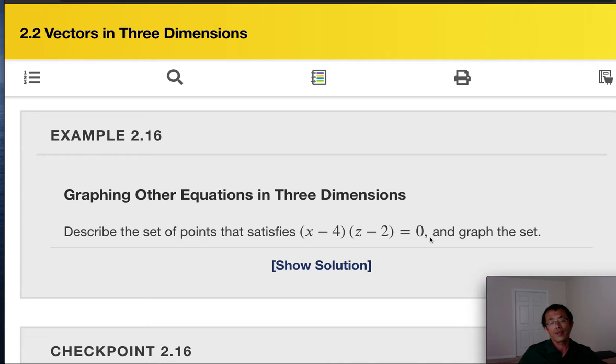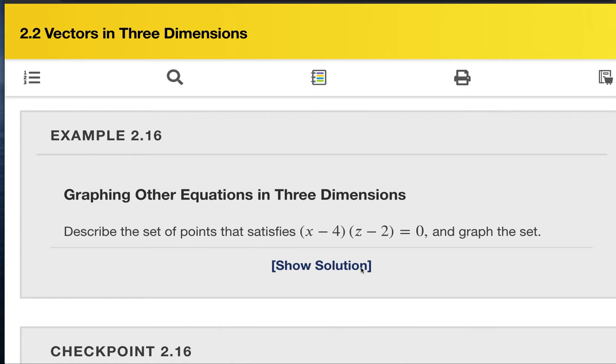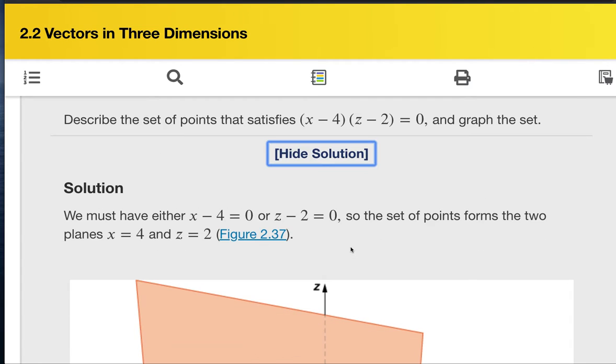So we can set each factor equal to 0, and then what we really have here is x equals 4, z equals 2. Normally we say x equals 4 is a single value or single point, and z equals 2 is a single value. But you want to understand that we are talking about three-dimensional space, so it's a little more complicated.